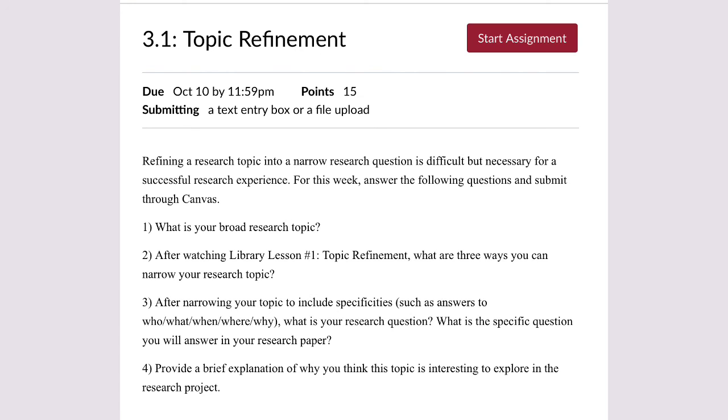So you have to be specific. What now is your narrow topic? After narrowing your topic to include specificities such as answers to who, what, when, where, why, what is your research question? What is the specific question you will answer or attempt to answer in your research paper? And 4, provide a brief explanation of why you think this topic is interesting to explore in this research project. So that's due by the end of the day on Sunday.